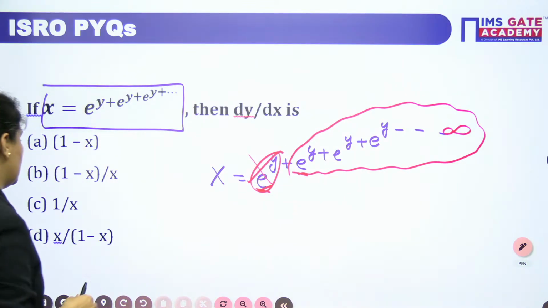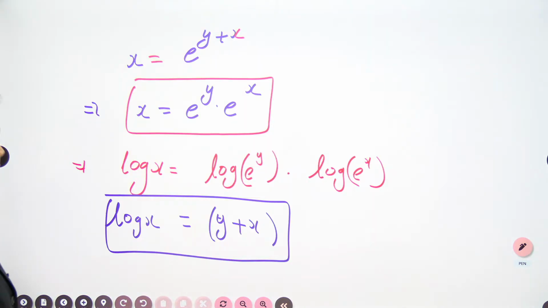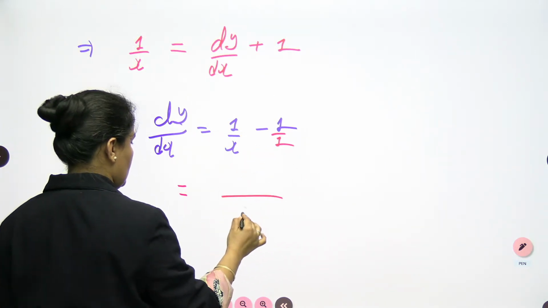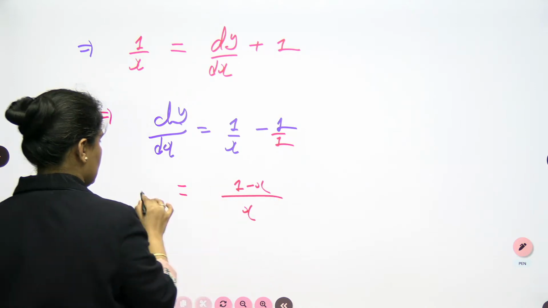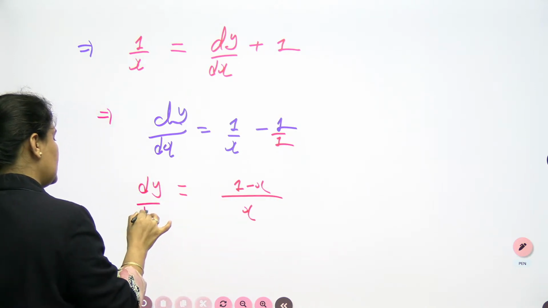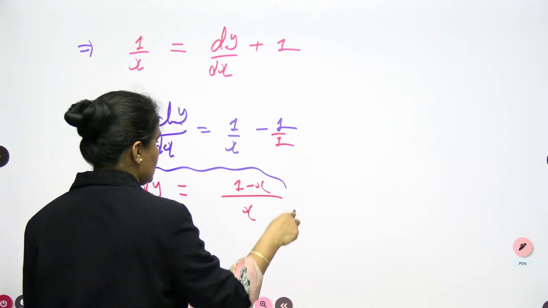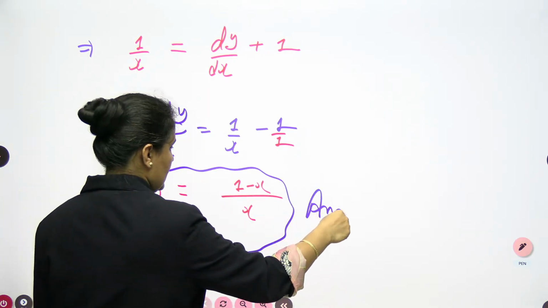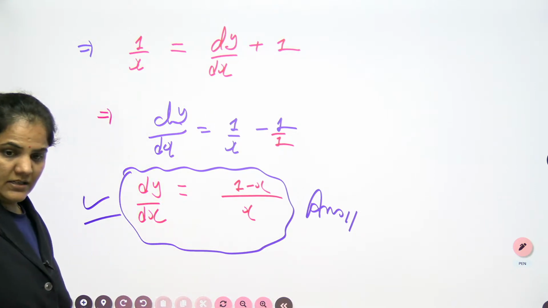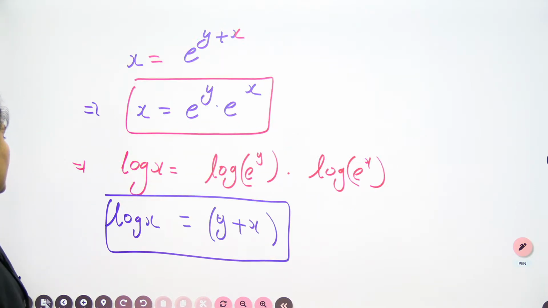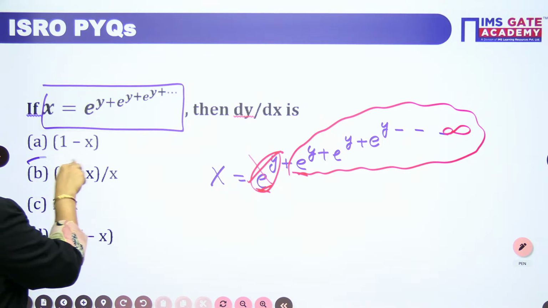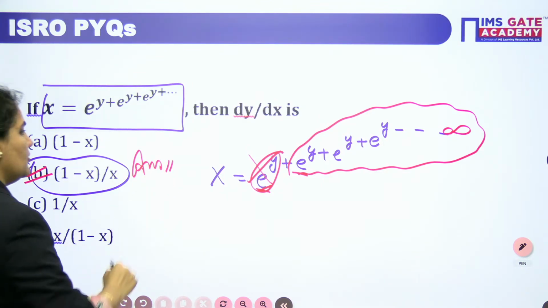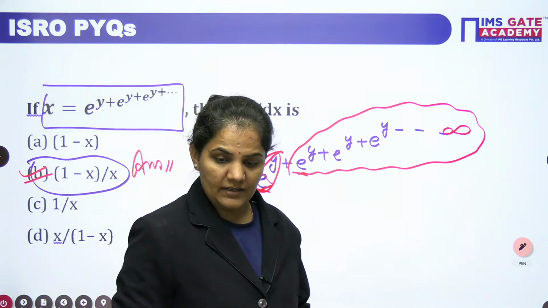Now look at the options. 1 by x minus 1. We need to go with the LCM also here. So this is x into 1 minus x. So my final result is dy by dx equals 1 minus x by x. This is my final result. dy by dx equals 1 minus x by x, which I can see in option B for Bombay. So my final answer is again B for Bombay, dear students.